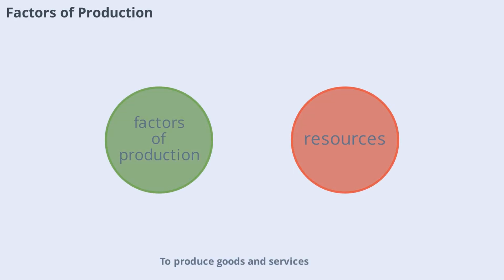To produce goods and services, economies use resources known as factors of production. These include land, labor, capital, and entrepreneurship. Land refers to natural resources, labor is human effort, capital includes tools and machinery, and entrepreneurship is the drive to innovate and organize production. Each factor plays a crucial role in the economic process.